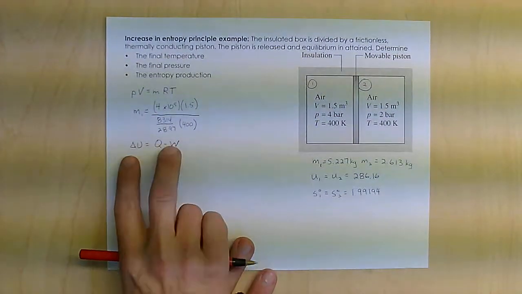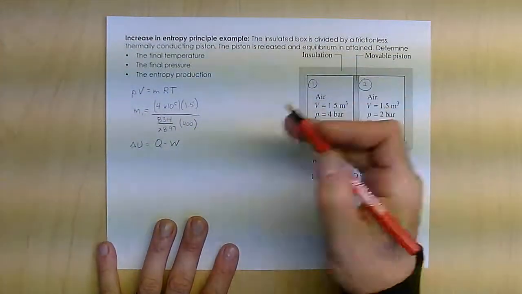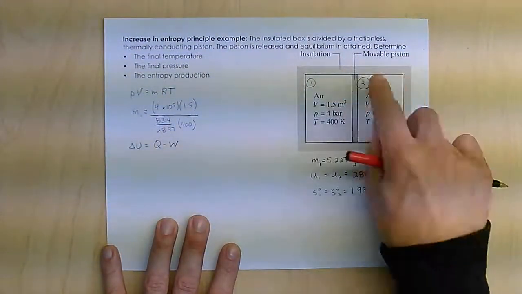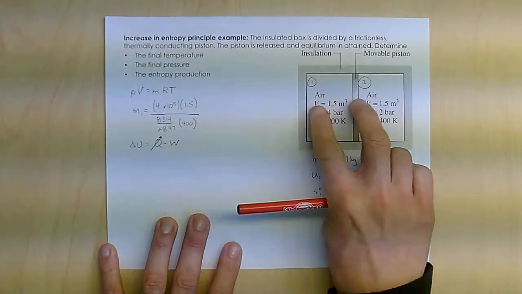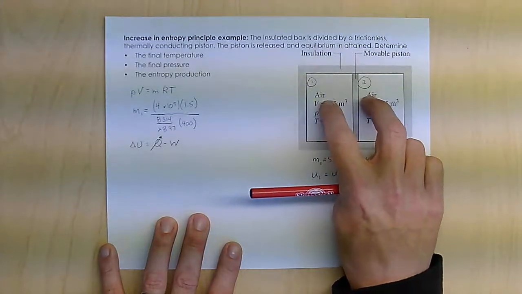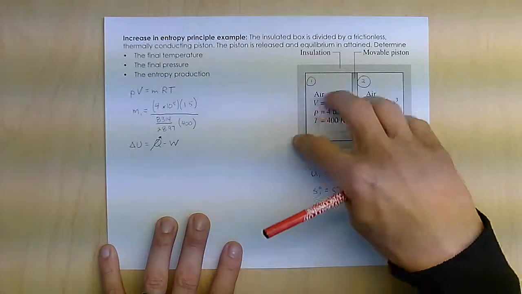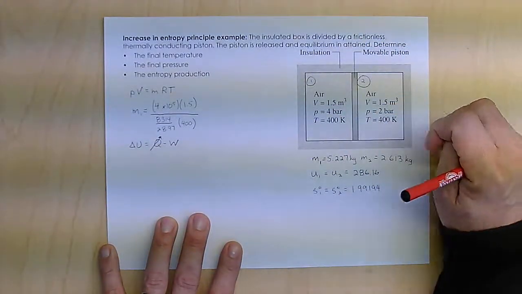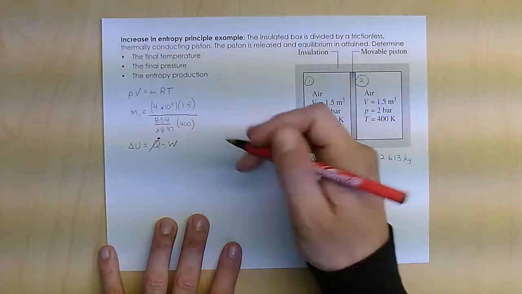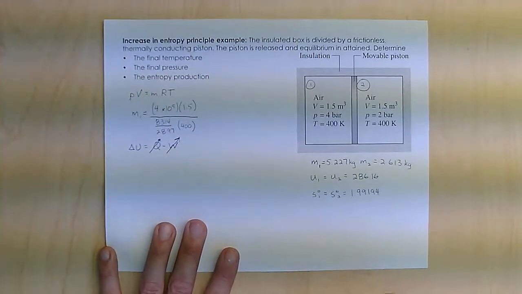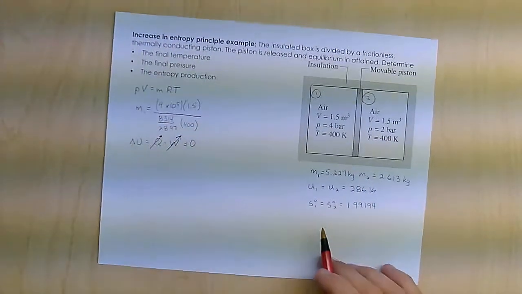Going back to my first law equation, I know that Q to the surroundings is 0. There's no heat loss. There might be some heat interaction between these two sides, but there's not going to be any to the surroundings, so for the total system there's no heat transfer. Same thing with work. This piston might move around a little bit, but that's internal and part of my system, so the work is also 0. Therefore, the change in U is 0.